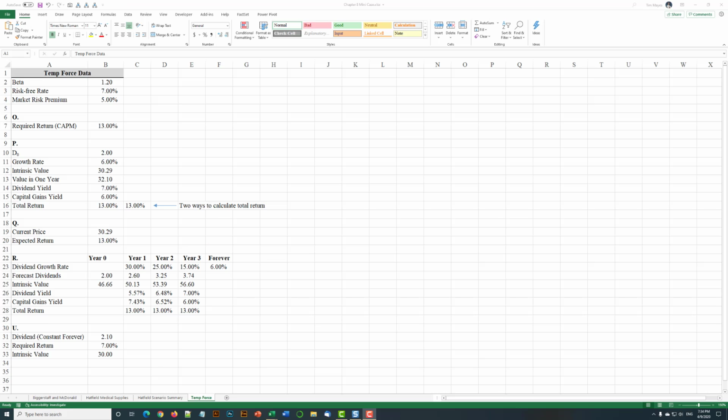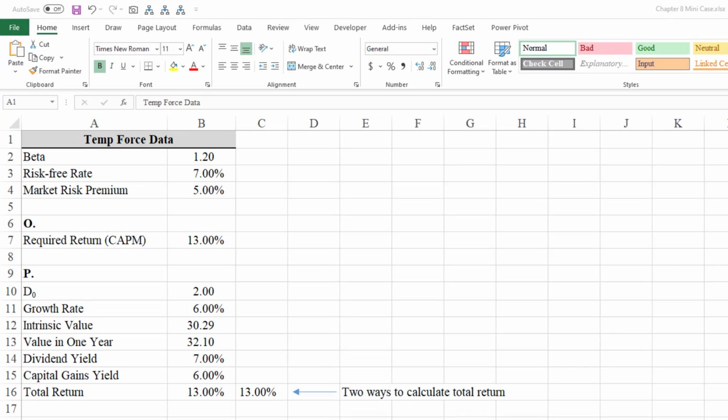Okay, the last little bit of this mini case that I want to go over starts at part O with the potential acquisition of TempForce. And they tell us that TempForce has a beta coefficient of 1.2. The risk-free rate is 7%, and the market risk premium is 5%. So they want to know what is the required return for TempForce.